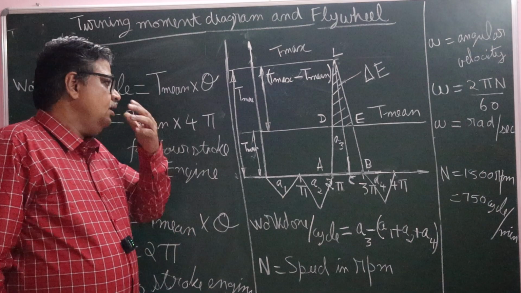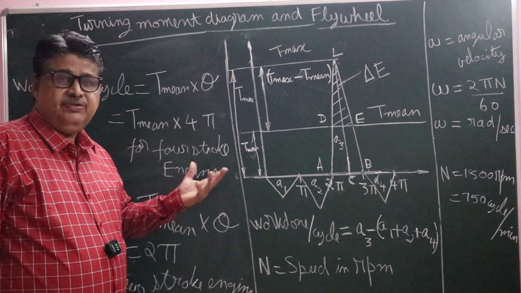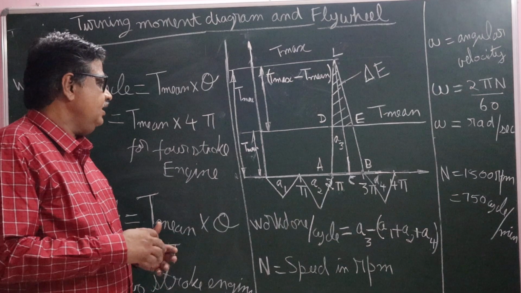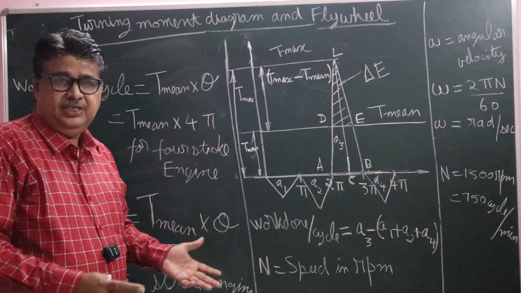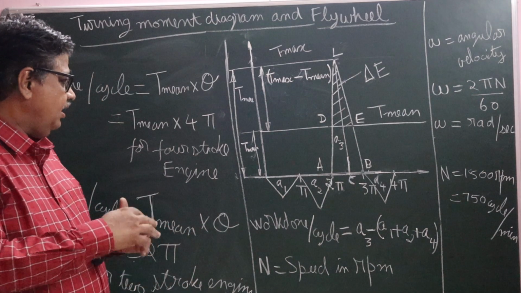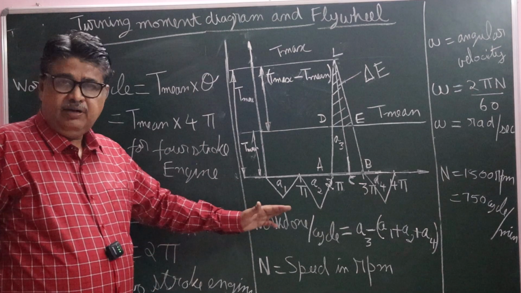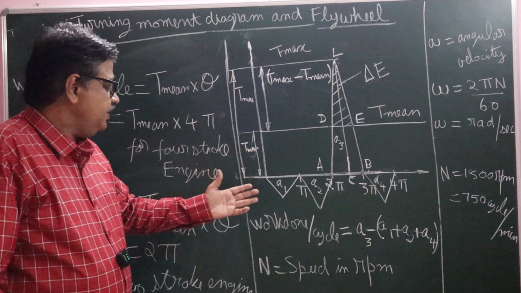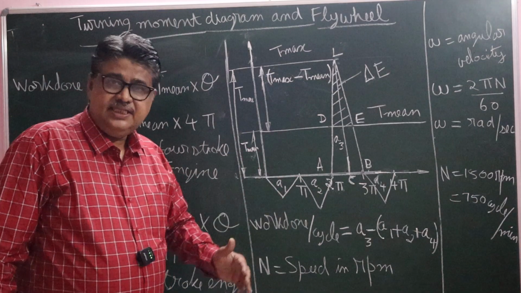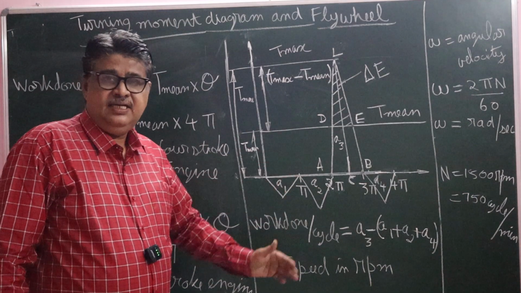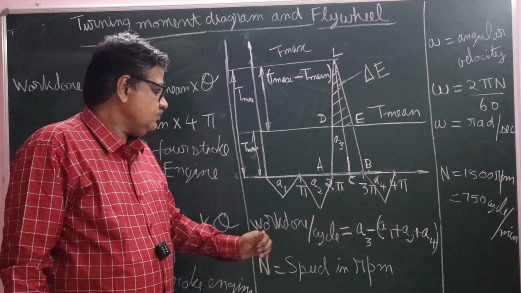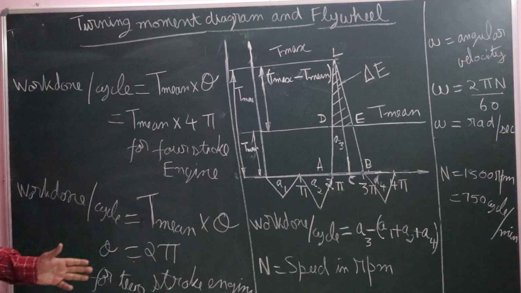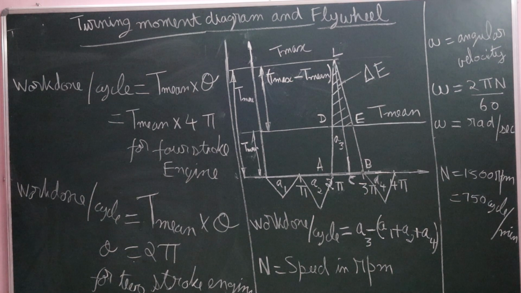Therefore, the flywheel reduces the fluctuation of energy by absorbing energy when there is excess of energy and giving out its energy when there is a requirement of energy. When the energy is more, the speed of the flywheel increases. When the energy is less, the speed of the flywheel decreases. So this is the turning moment versus crank angle diagram.